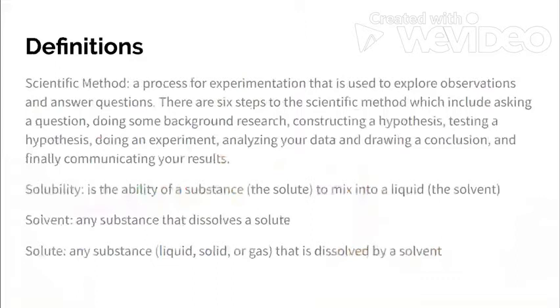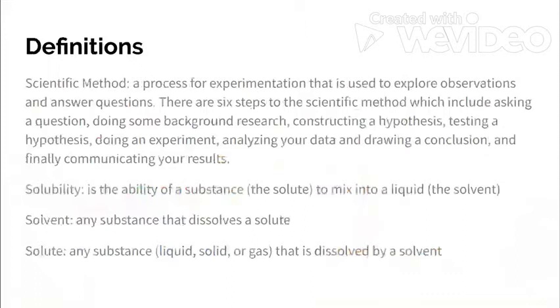The scientific method is a process for experimentation that is used to explore observations and answer questions. There are 6 steps to the scientific method, which include asking a question, doing some background research, constructing a hypothesis, testing a hypothesis, doing an experiment, analyzing your data from that experiment, and drawing a conclusion. And then finally, communicating your results from that experiment.